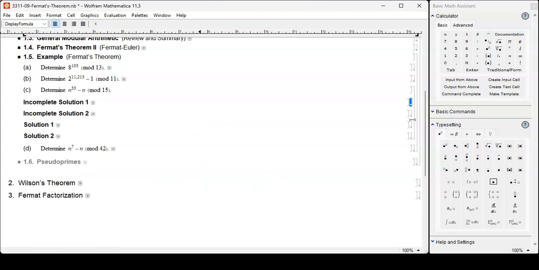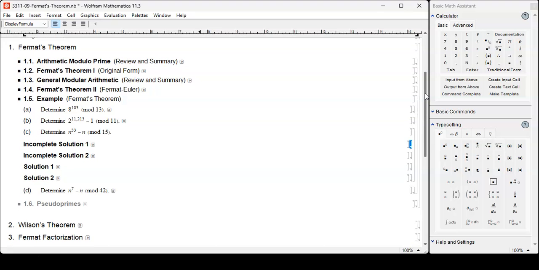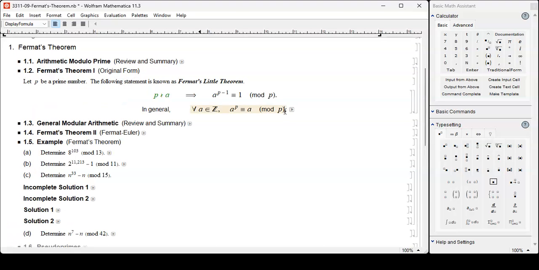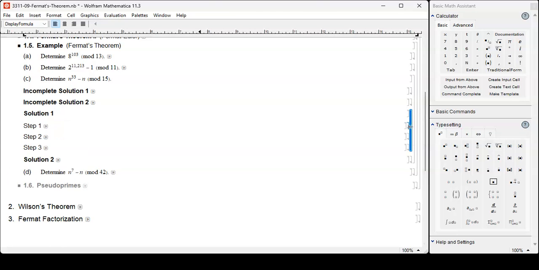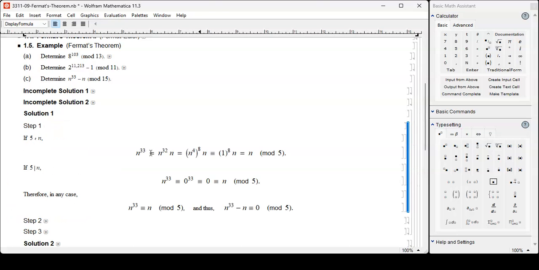So how to get it right? Well, one way to get it right is to use this one down here. That always works. So a to the p power is congruent to a. So step 1, a to the 33rd power, 32nd power times n.